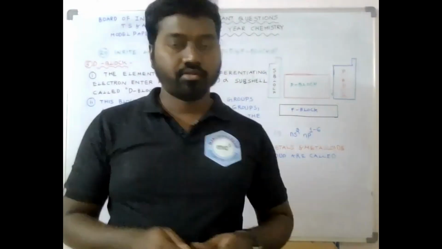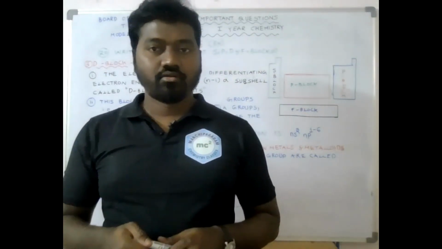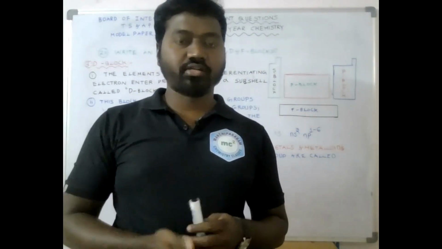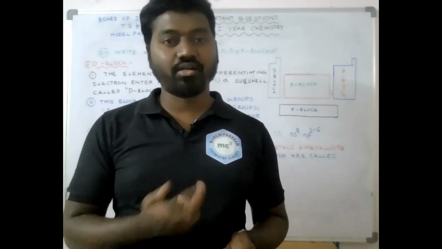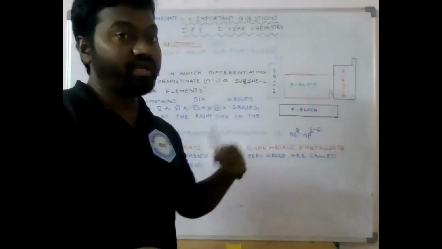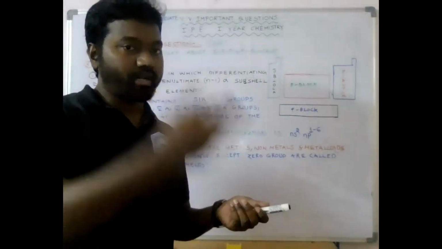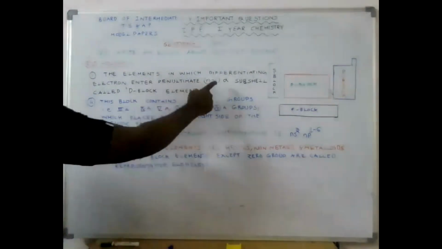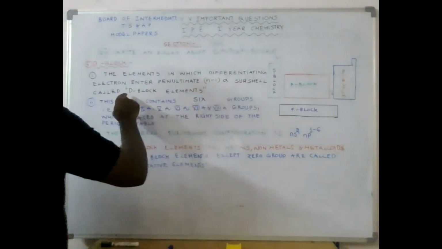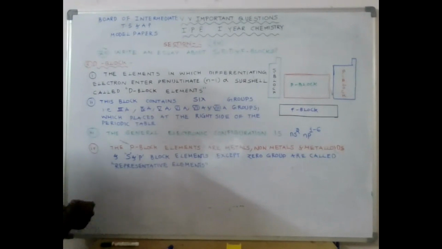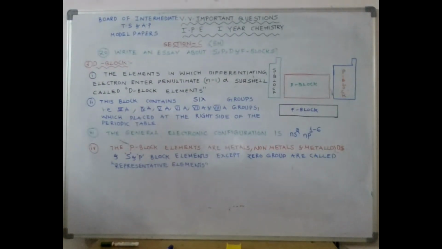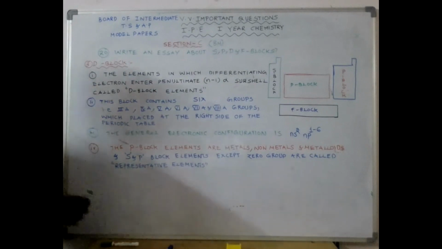Penultimate means what? After ultimate. The topper is the ultimate student, the second topper is penultimate. So here n is ultimate. n minus 1 means one rank is less. That is called penultimate. The elements in which the differentiating electron enters the penultimate n minus 1 d subshell are called d block elements.